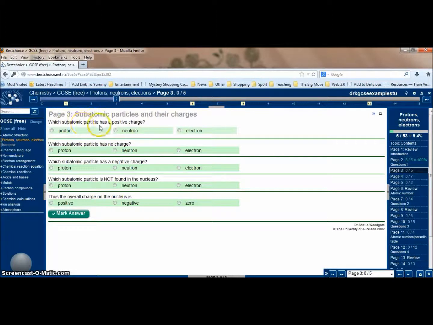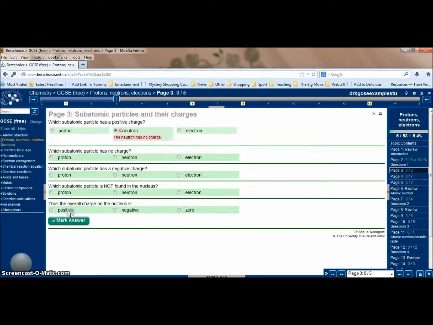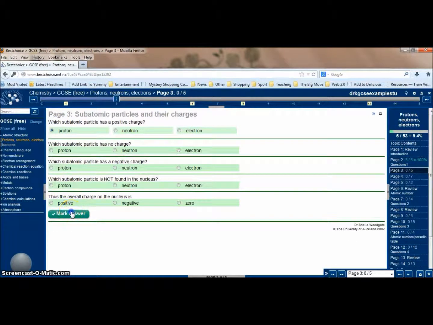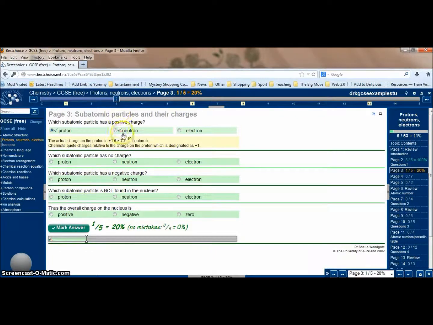If we just move on to the next page, let's say you got an answer wrong. Which subatomic particle has a positive charge? If we were to answer neutron to that, we'd obviously be incorrect. So we mark the answer. It tells you it's incorrect, and it gives you a little hint: the neutron has no charge. Well, it's still sort of 50-50 if you didn't know, but then if you answered proton and marked the answer, it'll tell you that you got it right.